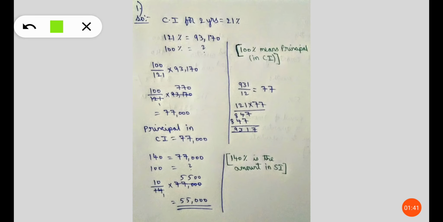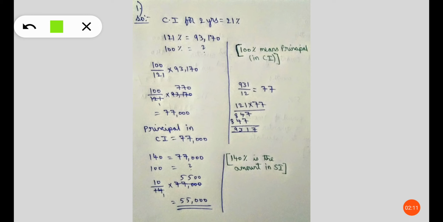We know that compound interest for 2 years is 21%, whereas simple interest for 2 years is 20%. So 121% is 93,170. This is given in the question. We have to identify the 100% value. Why do we have to identify the 100% value? Because 100% means the principal in compound interest. So 100 by 121 into 93,170.